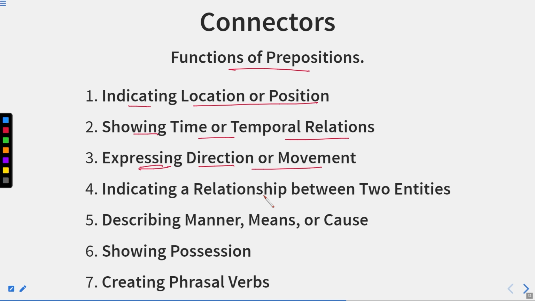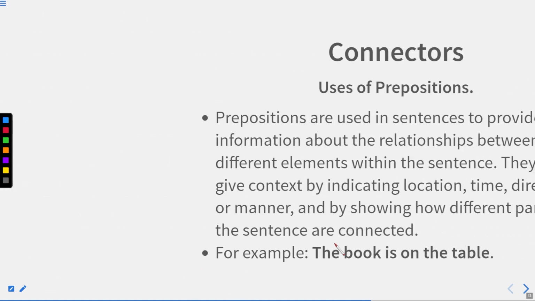Indicating a relationship between two entities. Two entities can be shown the relationship between each other by the prepositions only. Describing manner, means, or cause, showing position, and creating phrasal verbs. Phrasal verbs are very important. This is another topic that we will discuss in detail in this course.